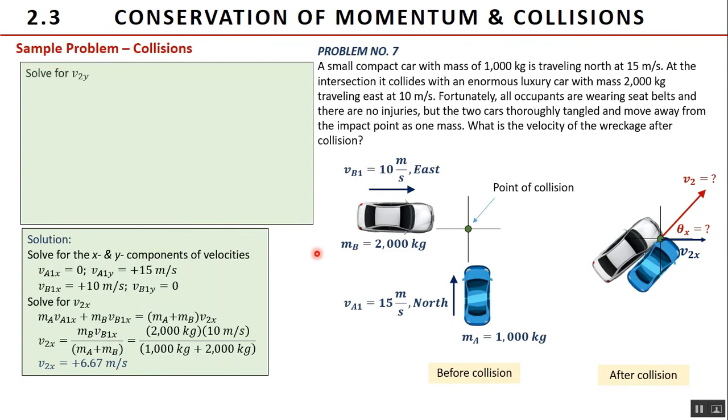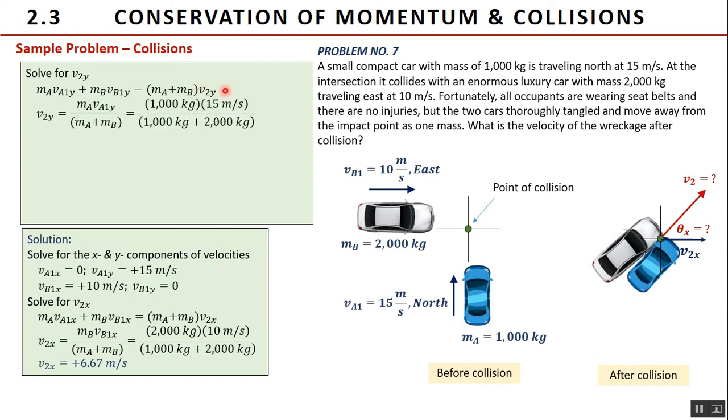For the y component of the final velocity, v sub 2y, we will do the same process, using the conservation of momentum for perfectly inelastic collision. From here, we solve for v2y. So v2y is m sub a times va1y, divided by ma plus mb. Substituting the values will give v2y equals positive 5 meters per second. Notice that this is positive, therefore this is towards north, same as the direction of car A.